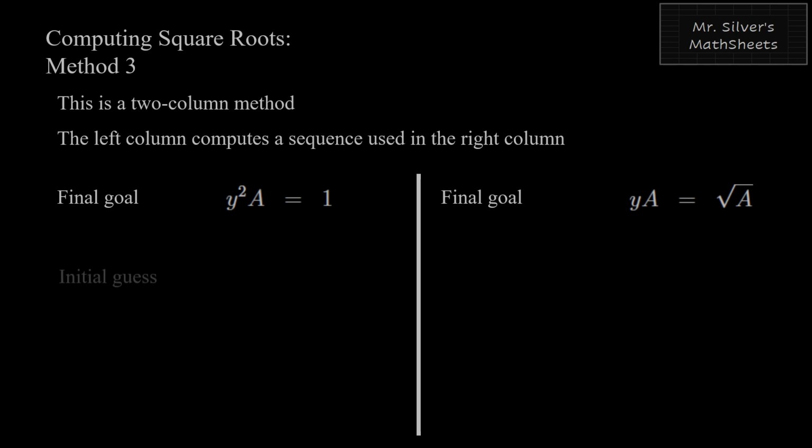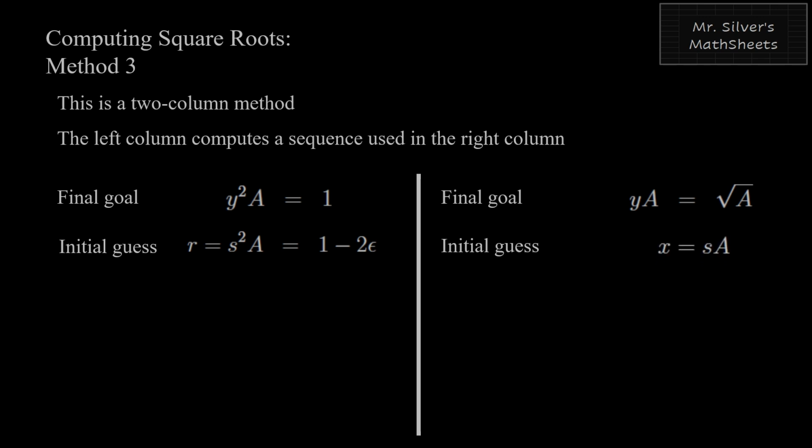The way we do this is we start with an initial guess. r is equal to s squared times a, which is close to 1. It's 1 minus 2 epsilon. And then it is also used in the initial guess for x. x is equal to s times a. And then the adjustment is going to be 1 plus epsilon, which is 3/2 minus 1/2 r.